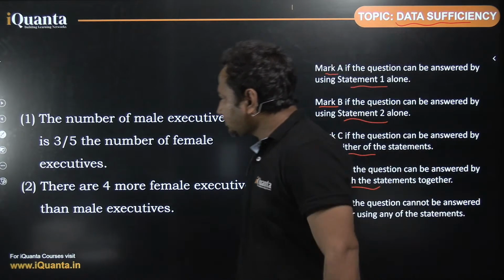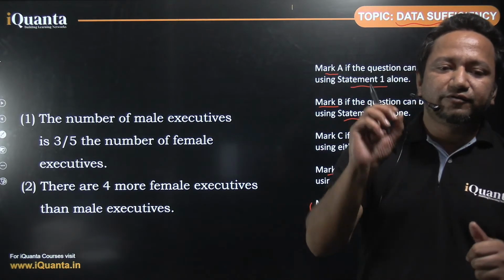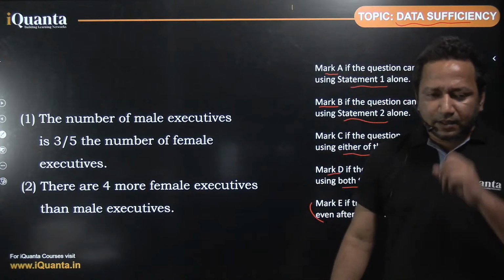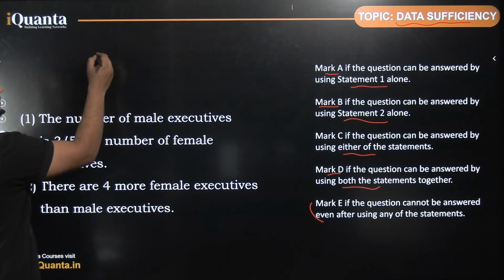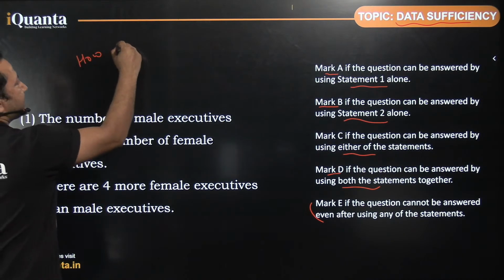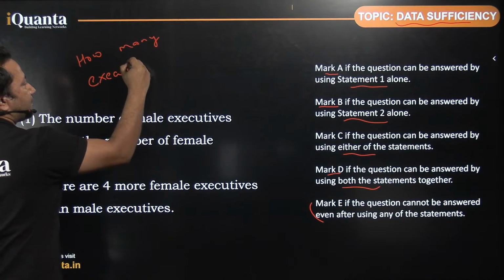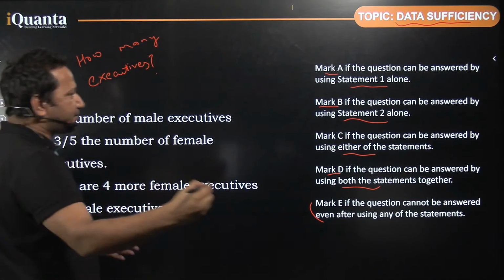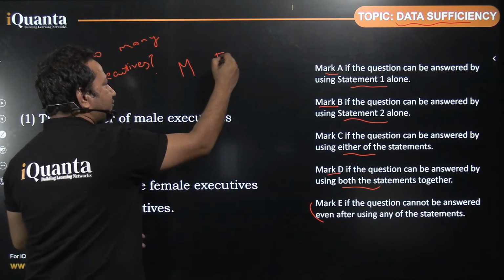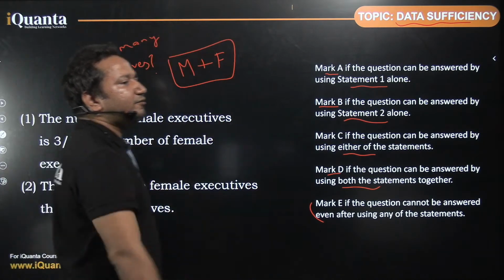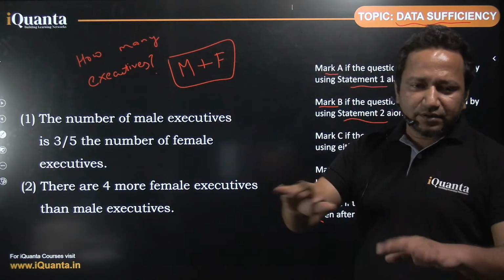Let's do that. The first statement says the number of male executives is 3/5 the number of female executives. The question is, how many executives are there? Mathematically speaking, if I represent all the male executives by M and female executives by F, this is what I have to find. So first of all, we have identified the problem. The problem is M plus F.